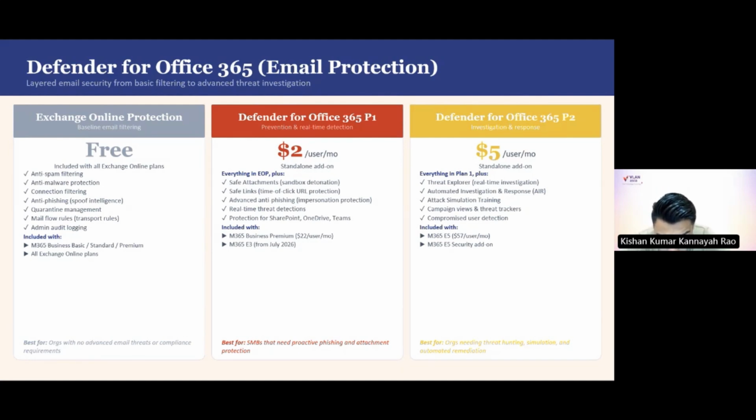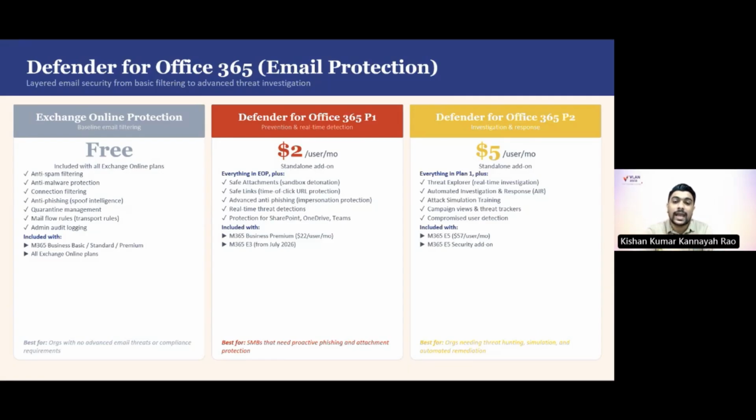And then we have advanced anti-phishing, impersonation protection, and real-time detection and protection for SharePoint, OneDrive, and Microsoft Teams, right? So you get a lot of things inside here for $2, right? So let me just explain how it works. You have 5 security layers, which are anti-spam, anti-phishing, anti-malware, safe attachments, and also safe links. So these are the 5 main things you're going to protect with Plan 1, right?